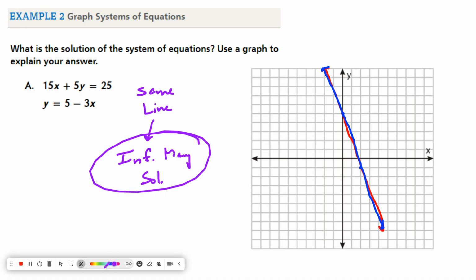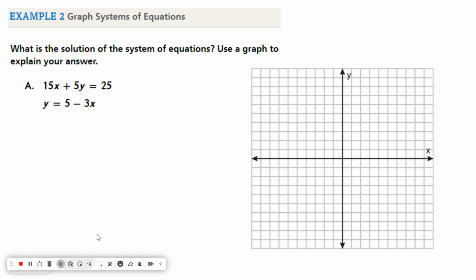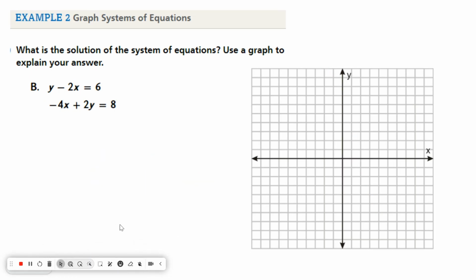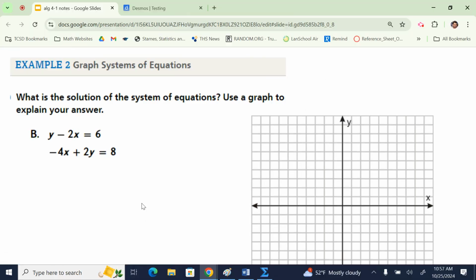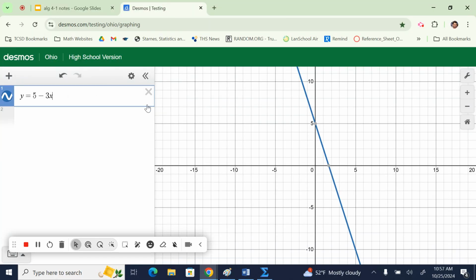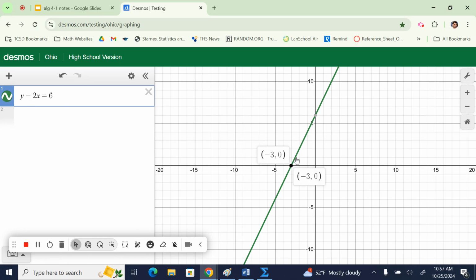Okay, let's do one more in this video. Okay, so now let's graph this one. So we can have my equations. I'm going to go to Desmos right now. Delete these 2. All right, so the first one here, I have y minus 2x equals 6. Okay, if I click on the gray dots, let's change this. No, it's fine, it's green. It'll be my red graph. So -3 and 6. So -3, 0, and 0, 6.